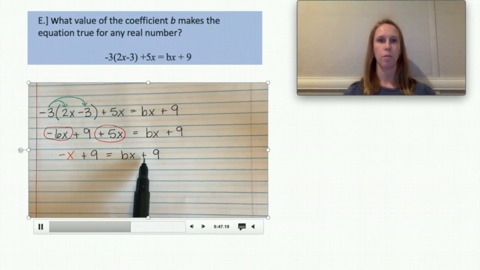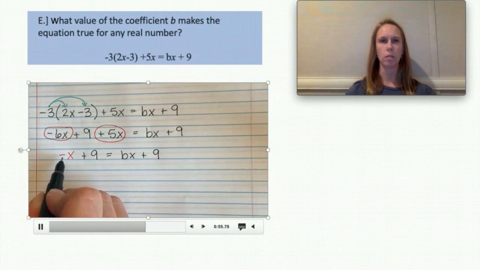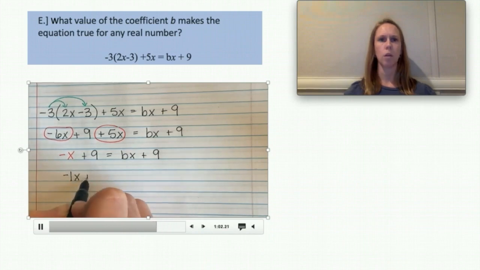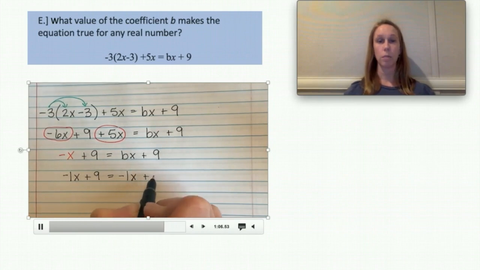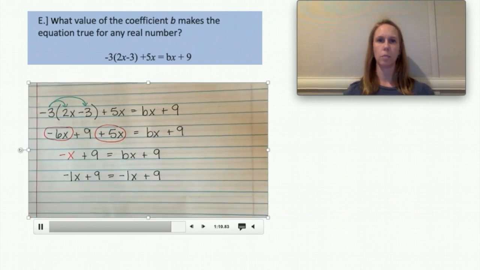Now pause here for a minute and you might notice something. That they're almost exactly the same. They both have a plus 9 and they both have the variable x. The difference is in the first expression, negative x plus 9, I have that negative 1x. So I'm going to write it out. So in order for that to be true, the second expression also has to be negative 1x plus 9.